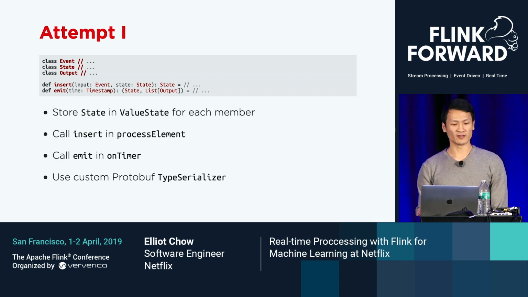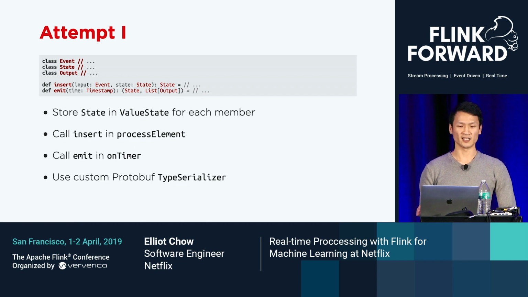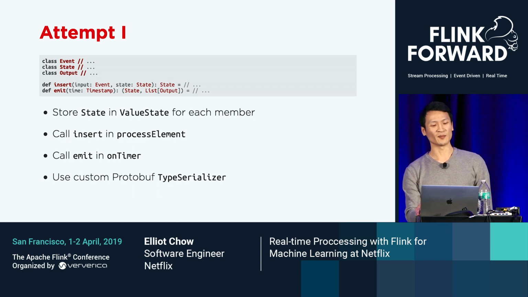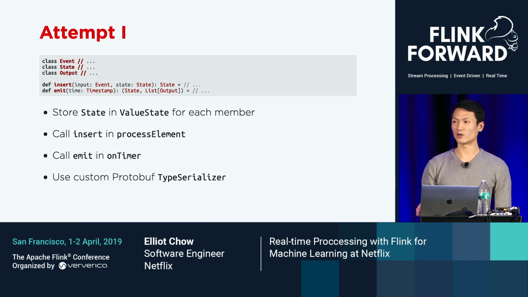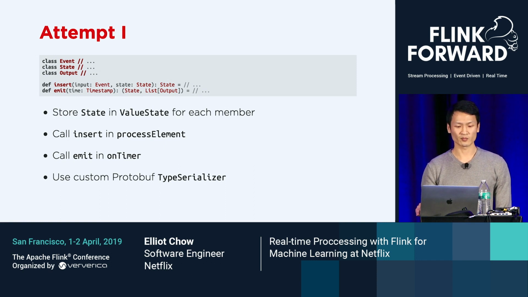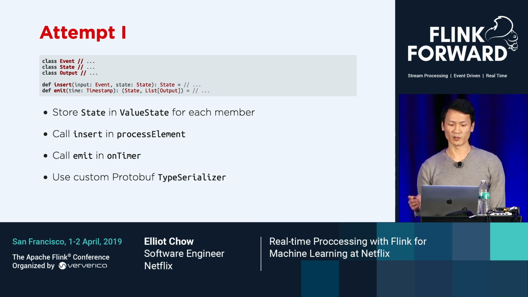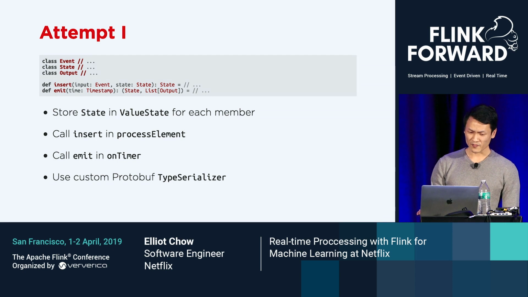So we would just be able to throw the state into a value state, call the insert function in the process element of the process function, and call the emit function in the on-timer block, and schedule the event timers accordingly. We can also plug in our protobuf type serializer. We happen to use protobuf for our state, so we were able to plug in our own serialization there.